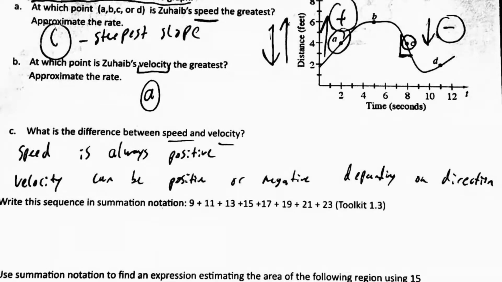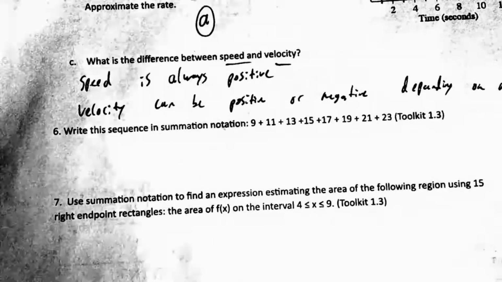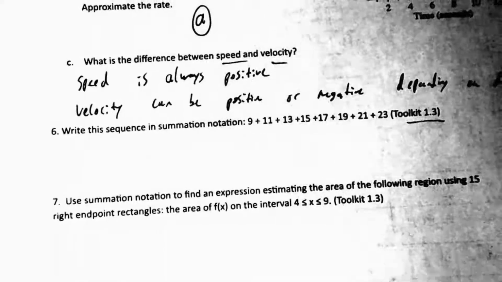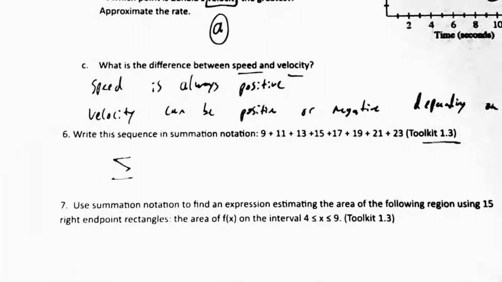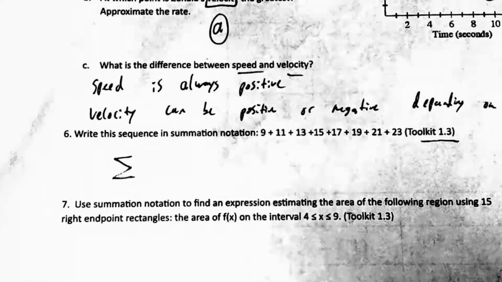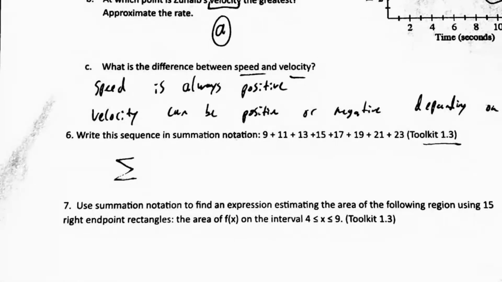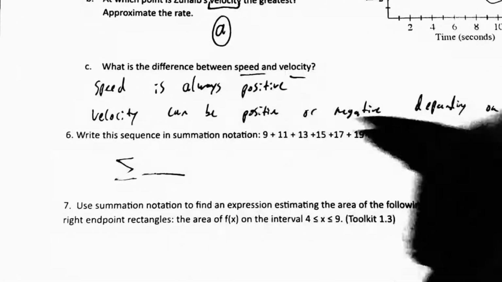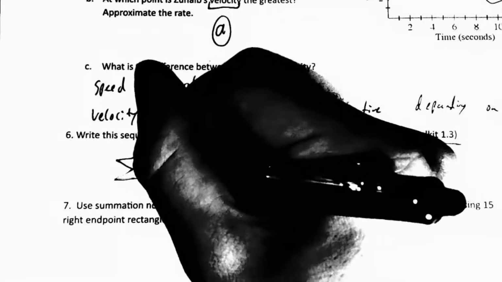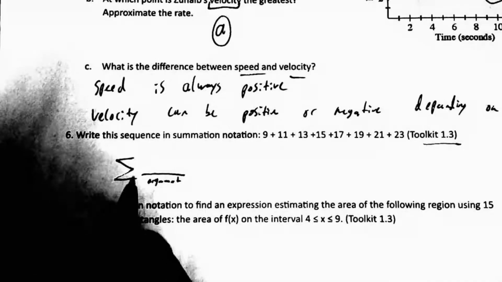Okay. Next one, we're writing a sequence in summation notation. You remember, use your toolkits if you need to. If you're stuck, summation notation, you're drawing your sigma. There are some basic things to get started with in terms of what you can do. You know you're going to be using sigma notation. You know you're going to have some kind of an argument here. And remember, this is the argument. And you know you're going to have an index, like a beginning point and an end point.